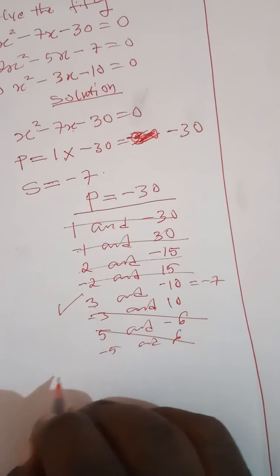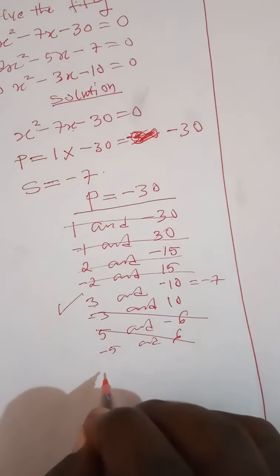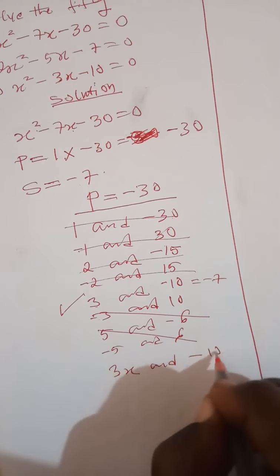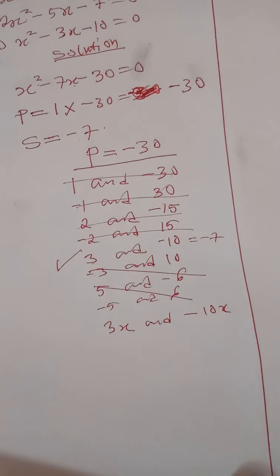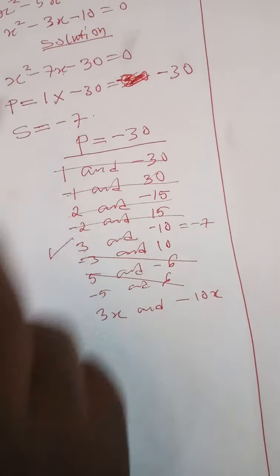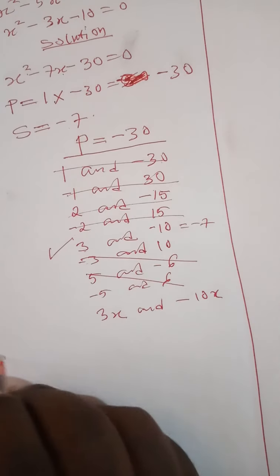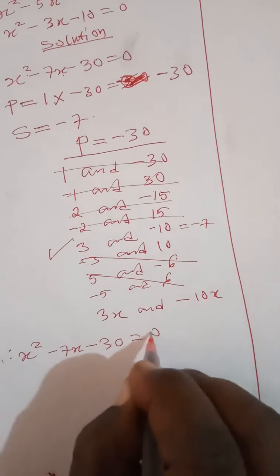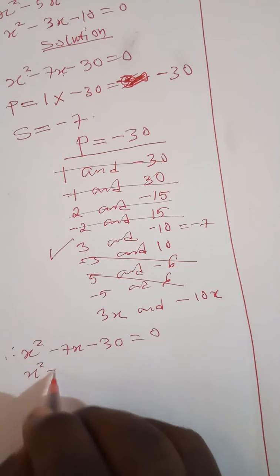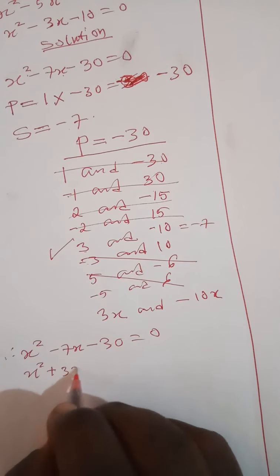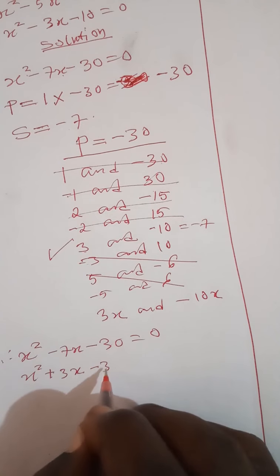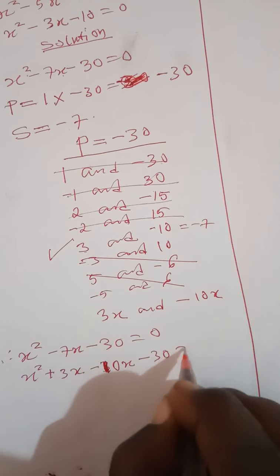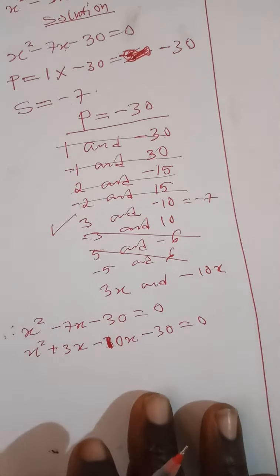So that means that the numbers to use here are 3x and minus 10x. That's it. As simple as that. So I will replace the middle term by 3x minus 10x. So that means that x squared minus 7x minus 30 equal to 0 would produce x squared plus 3x minus 10x minus 30 is equal to 0. See that? Okay, that's it.